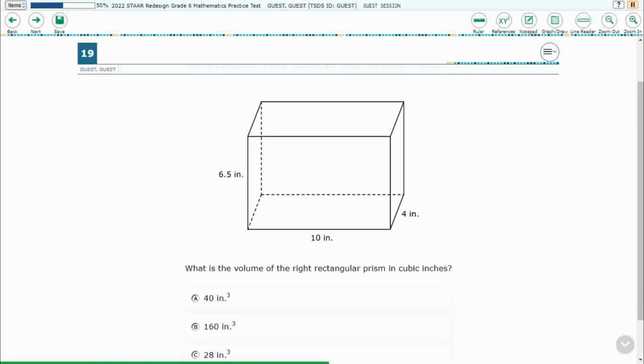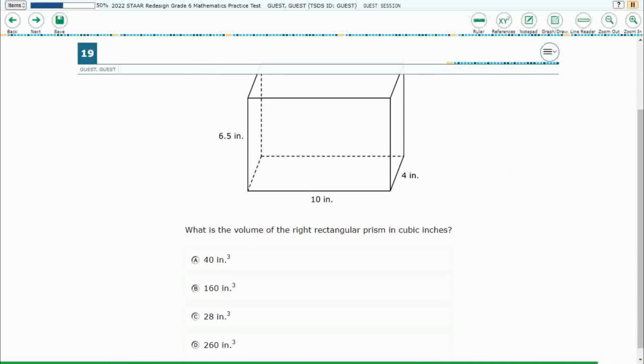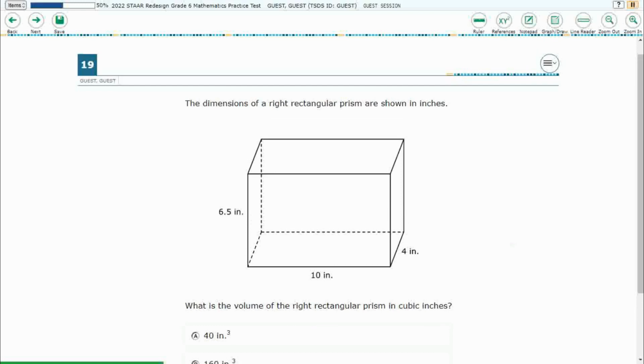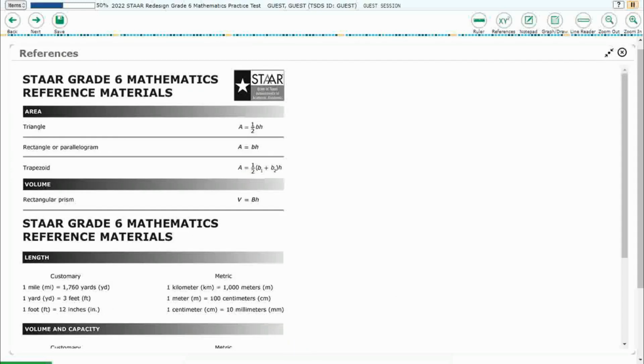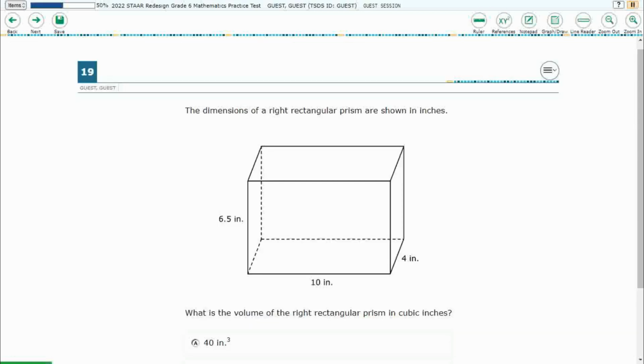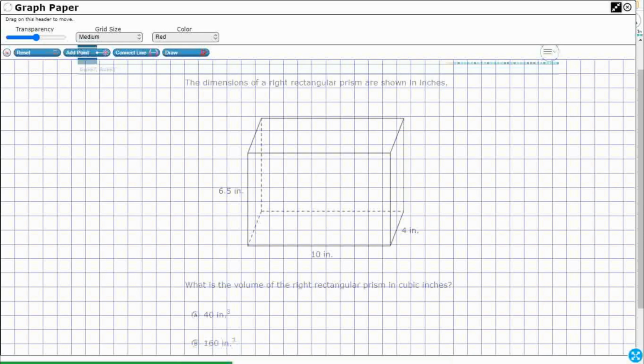So we have this right rectangular prism. It is shown in inches, and we are simply looking for the volume. Looks pretty straightforward. We've been working on volume since 5th grade. So let's go ahead and hit that references button to see what tools we have taking this online STAAR test. And you notice our volume, rectangular prism, about halfway down the page, and it says volume equals BH. All right, so we need to keep that in mind for our rectangular prism. Volume equals BH. Let's open up our graph draw feature.